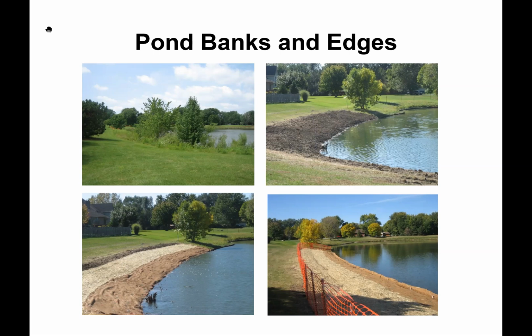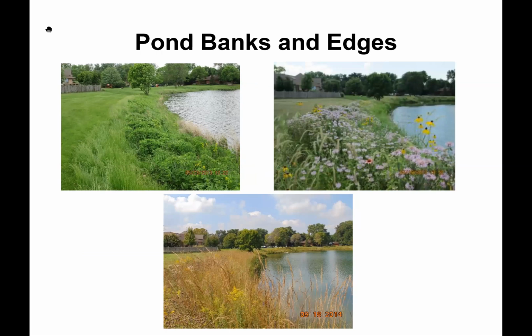Okay, next slide. You'll see the same location here in the next slide. So this is two seasons later. Upper left is in May. And what you're seeing here is the natives are the forbs that you're seeing, and the grassy area on the left is actually turf grass that hasn't been mowed. So part of the bank regrading included a little bit of seeding at the top, but the mowers didn't realize that, and so they just left it unmowed.